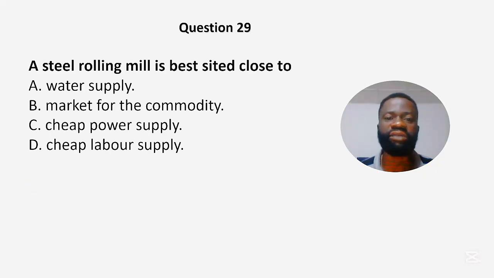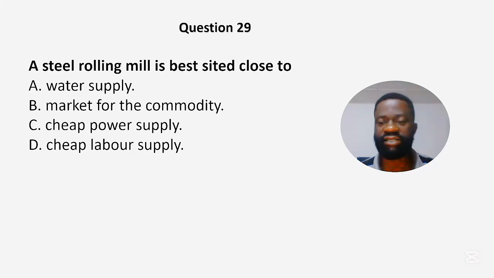Question 29. A steel rolling mill is best sited close to dash. A, water supply. B, market for the community. C, cheap power supply. And D, cheap labor supply.